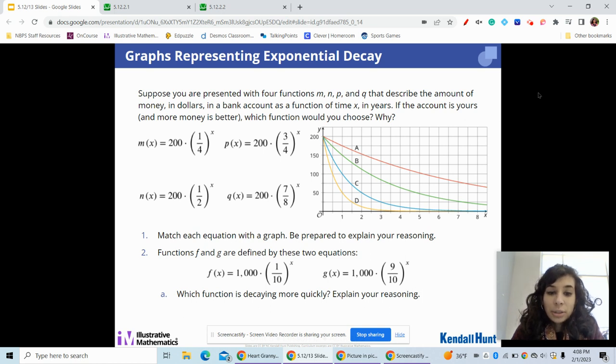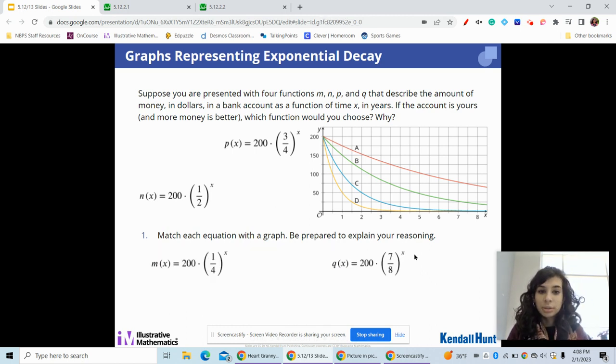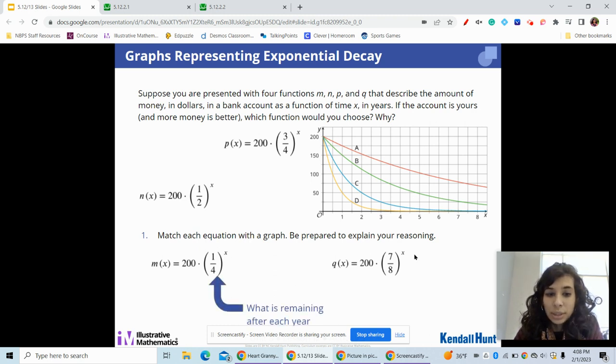Functions f and g are defined by these two equations. f of x is equal to 1,000 times (1/10) to the power of x, and g of x is equal to 1,000 times (9/10) to the power of x. Which function is decaying more quickly? I suggest making a little table to help yourself out as well. And so let's go through two examples.